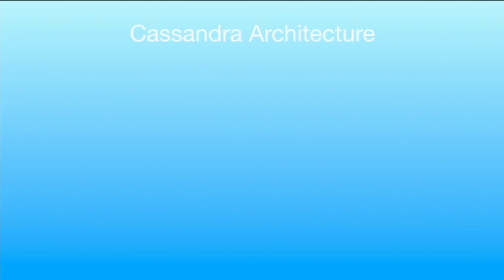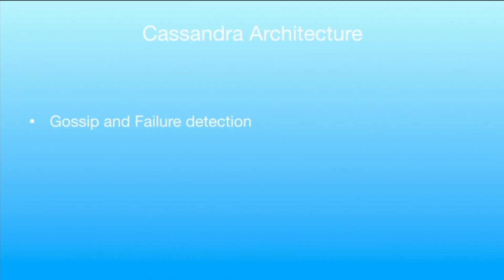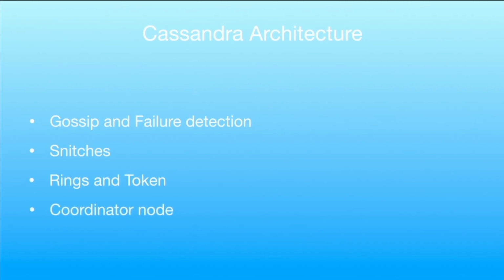In this video we are going to learn about gossip and failure detection, snitches, rings and tokens, coordinator node, and how read and write operations are done in Cassandra. So without any further ado, let's dive into the video.